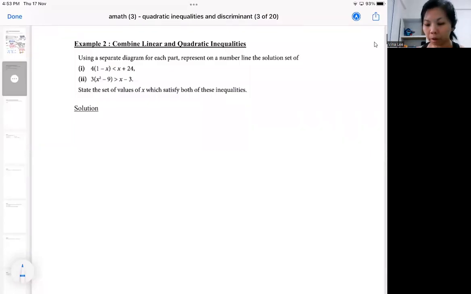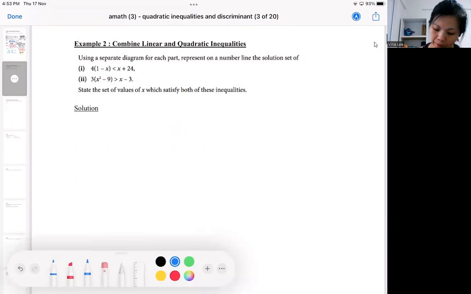In this example, I'm going to show you a typical question where we will combine both linear inequality and quadratic inequality. It's quite a common structure for exam questions, and you need to represent the answer on a number line.